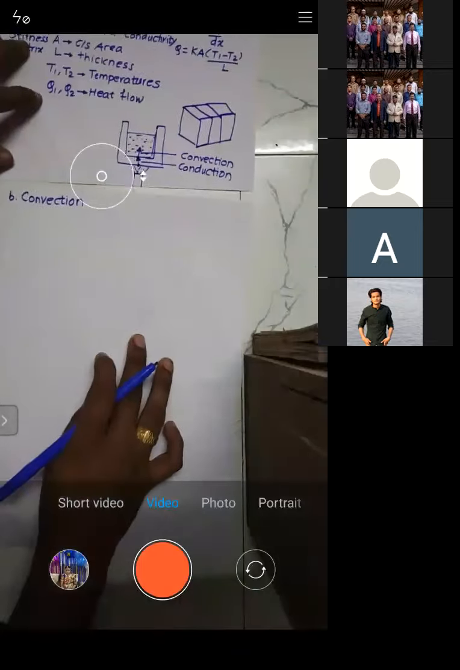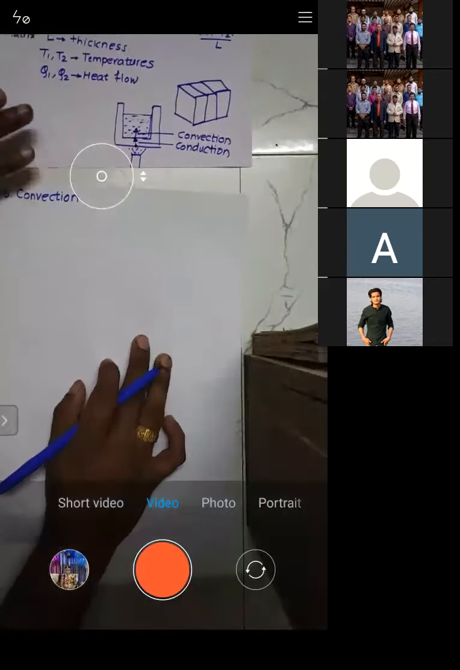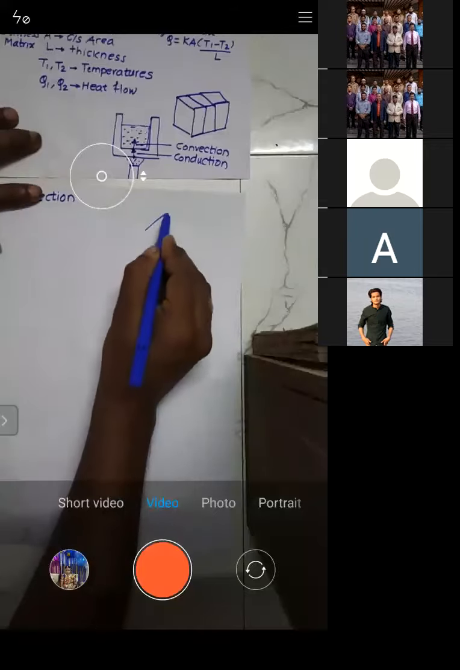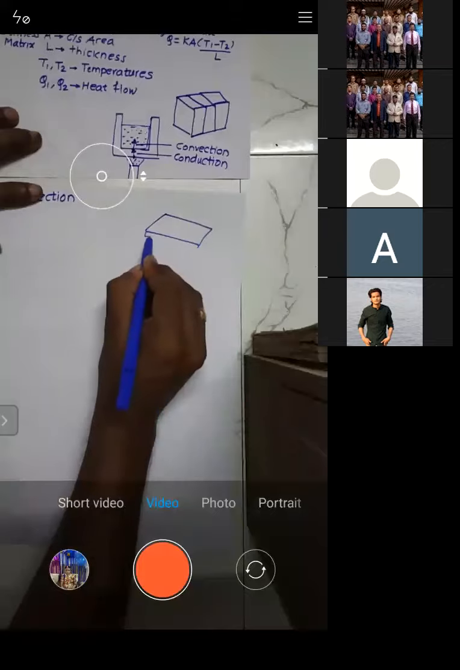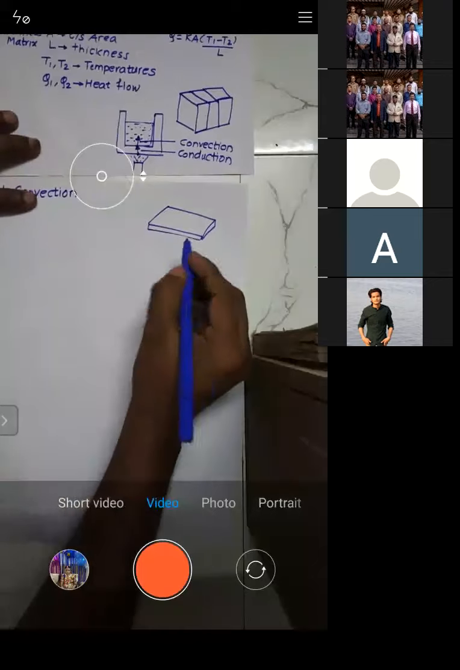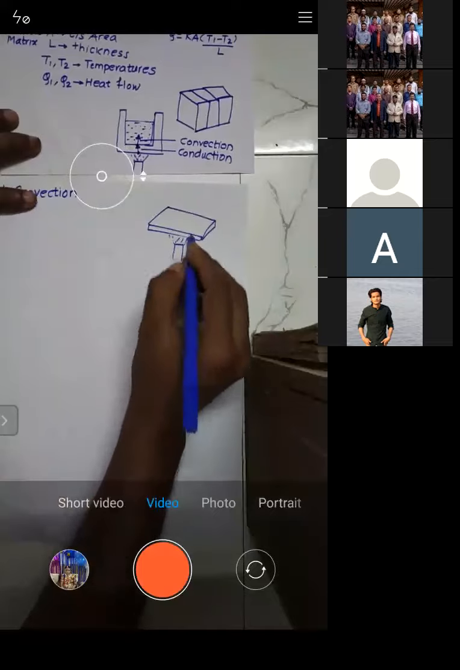So let's see convection. Okay, let me take one more example. Let's take this as a pan. Let's say you heat this pan with the help of a burner. You start heating this pan with the help of the burner.